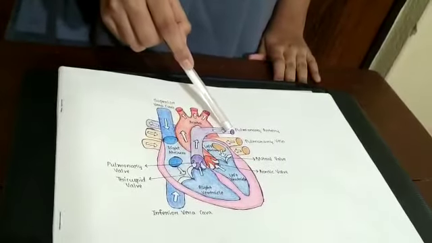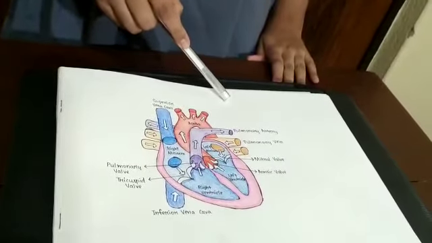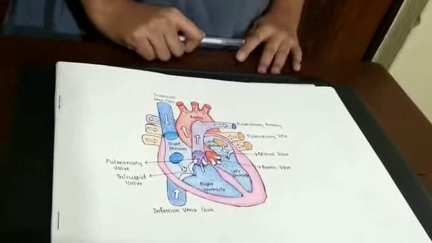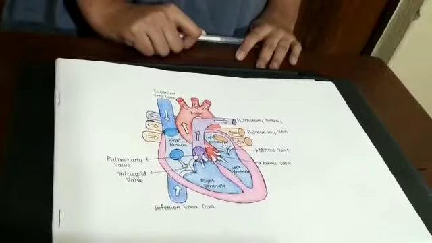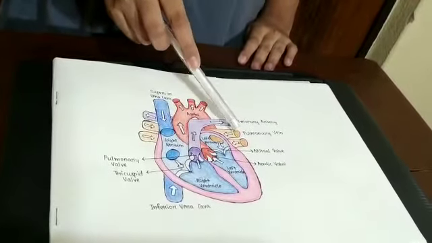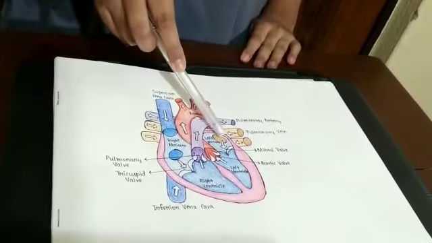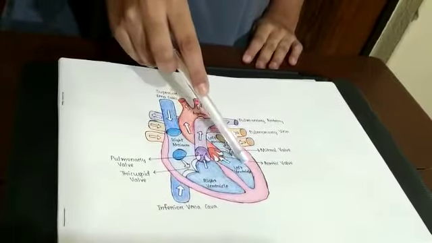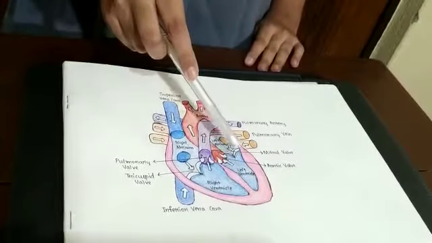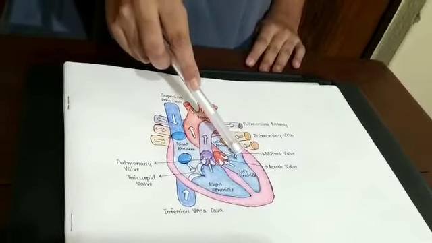Then the pulmonary artery gives this deoxygenated blood to the lungs, and the lungs change the deoxygenated blood into oxygenated blood. After that, from the pulmonary vein, the oxygenated blood reaches the left atrium, then goes to the left ventricle. And when the left ventricle becomes full, the mitral valve automatically closes.